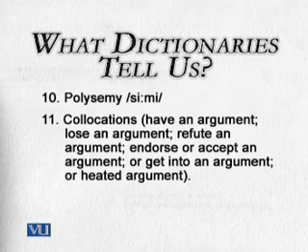Now, this winning and losing and making, these are the collocations of the word argument. You can get into an argument. Now, get into is what? Get into is the same collocation of the word argument. Then you can endorse someone's argument. Endorse is another word which goes with argument. You can refute my argument. Refute is also a collocation of the word.